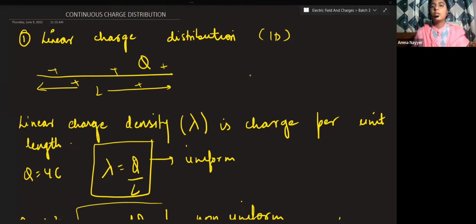All right. So three types of charge distributions we had studied. One was linear charge distribution, where charge is distributed all over the length. So we get linear charge density. We represent it through lambda, which is charge per unit length.